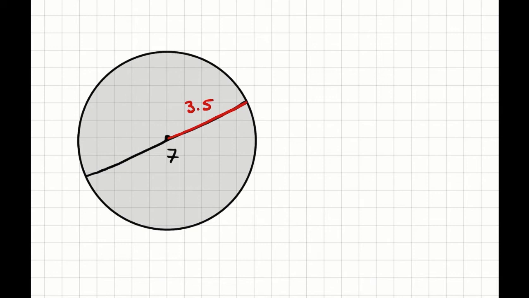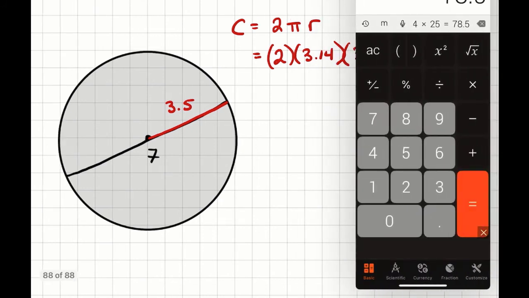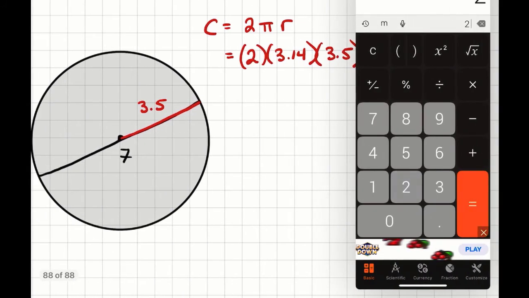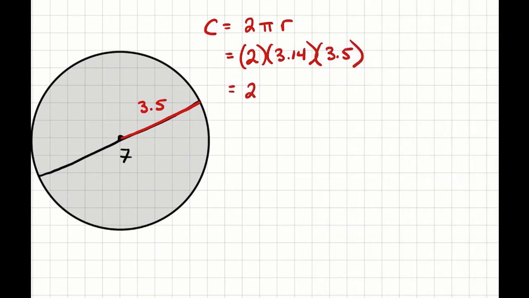So let's start with the circumference. C for circumference equals 2 pi r equals 2 times 3.14 times 3.5. Okay, we can go ahead and multiply these together. 2 times 3.14 times 3.5 equals 21.98. Now, if we do round that, and we can in this particular situation, the circumference is approximately 22 units.